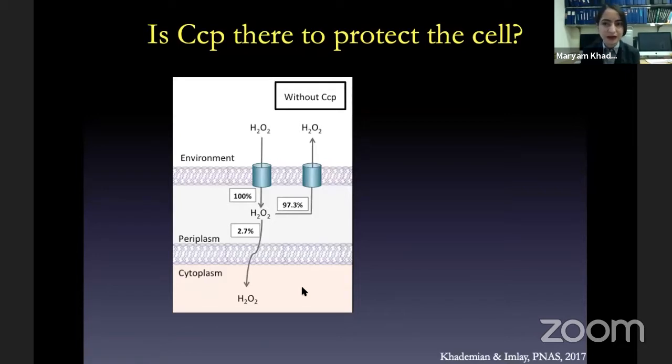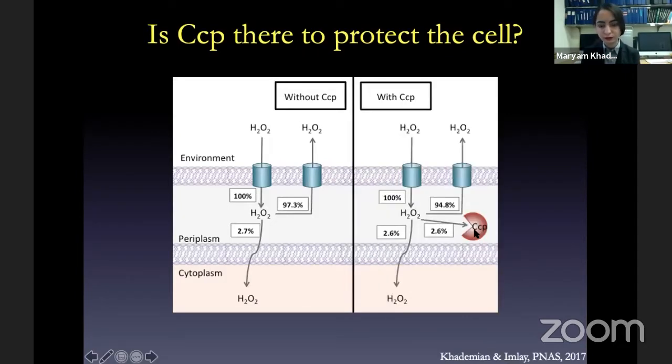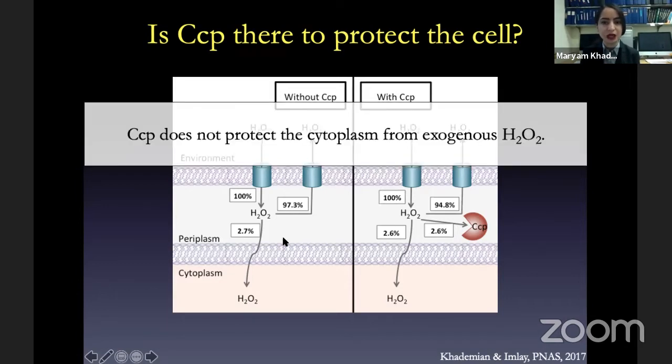Now, if I add CCP to the picture, you can see that it degrades, and assuming that CCP is fully expressed and at its full activity, it scavenges a portion of this hydrogen peroxide that is in the periplasm, but the amount of peroxide that gets into the cell is now 2.6%, which is only 0.1% different from when we did not have CCP. So CCP does not protect the cytoplasm from exogenous hydrogen peroxide.